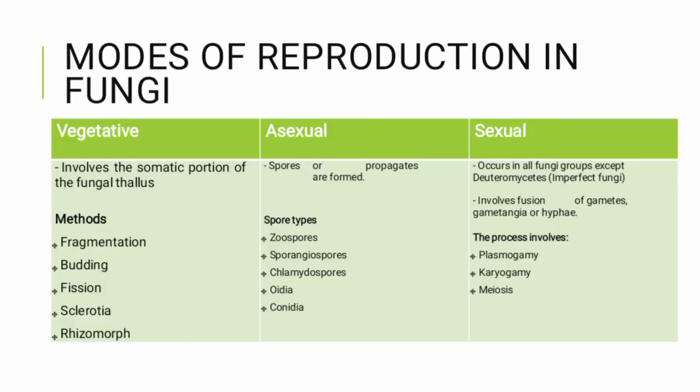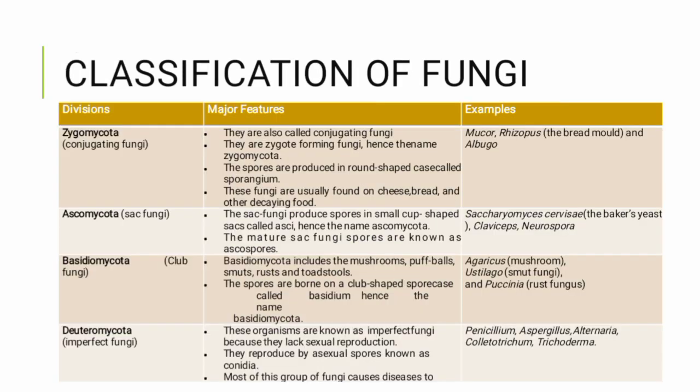And there are different modes of reproduction in fungi. As you can see on the table, we have the vegetative, the asexual, and the sexual forms. And all the different methods for these different modes are well listed on the table. We have different classification of fungi: the zygomycota, the ascomycota, the basidiomycota, and the deuteromycota.